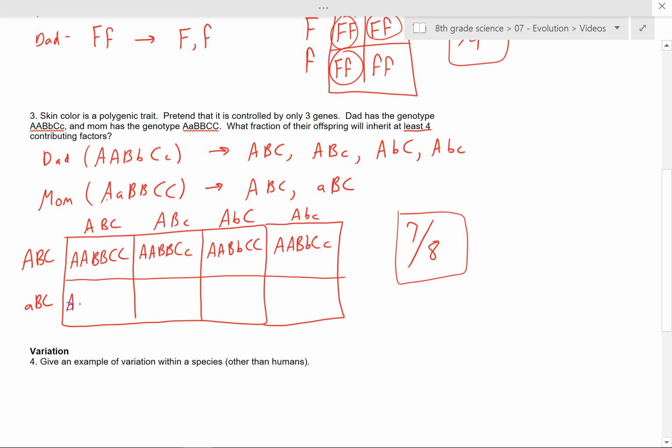Down here, big A from dad, little a from mom, big B's from both, big C's from both. Here, big A from dad, little a from mom, big B's from both, big C from mom, and little c from dad. Here, big A from dad, little a from mom, big B from mom, little b from dad, big C's from both, and last one, big A from dad, little a from mom, big B from mom, little b from dad, big C from mom, little c from dad. And so then we can go through and count up the capital letters, and we'd end up at the same result, 7 out of 8.